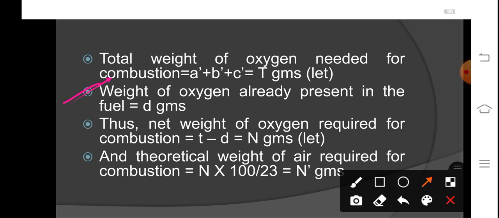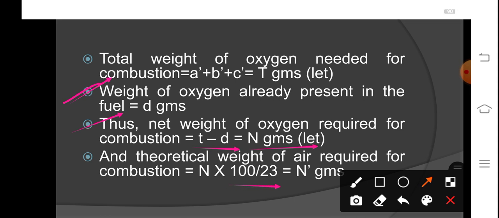So we have to subtract this D grams from the total amount of oxygen. So we will get the net weight of oxygen. After getting the net weight of oxygen, we will calculate the weight of air. For the weight of air, we know that air contains 23% of oxygen by weight.